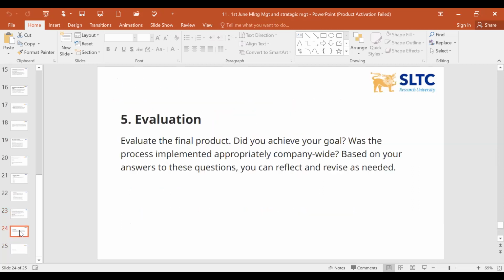So finally, as a strategic initiative, you need to evaluate the final product. Did you achieve your goal? Was the process implemented appropriately company-wide? Based on your answers to these questions, you can reflect and revise as needed. So every week, every month, every 2 months, every quarter, every half a year, biannually, we analyzed our data. We started doing our evaluations.